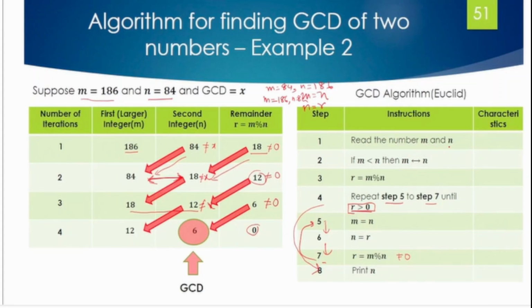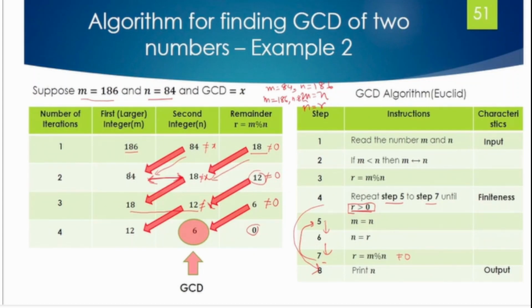Now let us see whether we are satisfying those 5 characteristics of an algorithm. Zero or more inputs, of course we have inputs m and n. Next is output, and n is your output. Another thing is finiteness. Of course this algorithm is finite. Now the question is why it is finite.